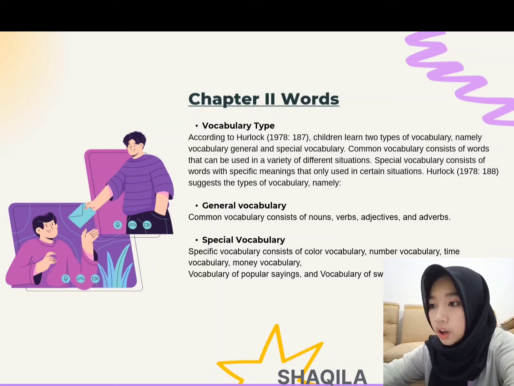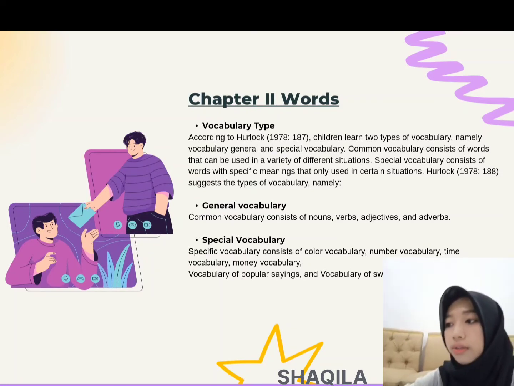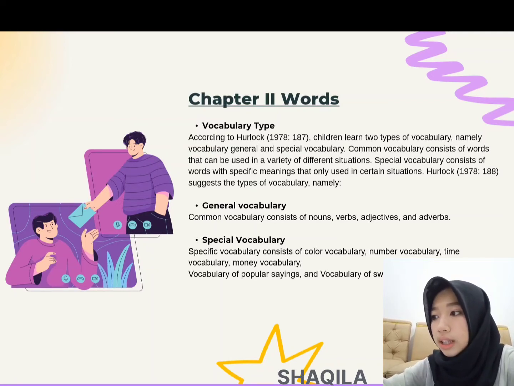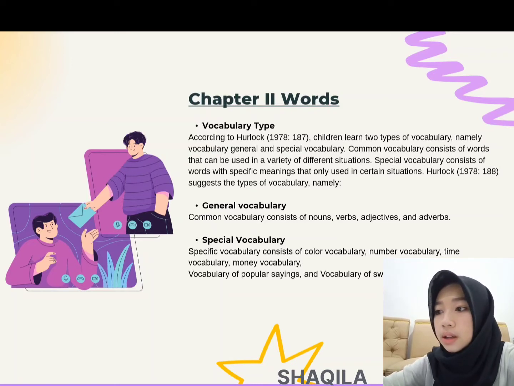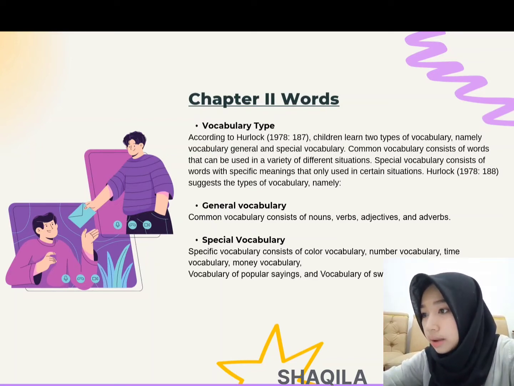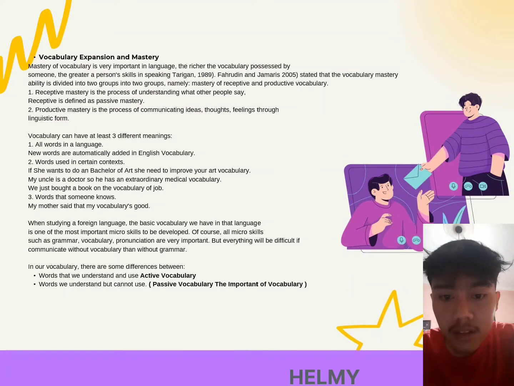Hurlock suggests two types of vocabulary. General vocabulary consists of nouns, verbs, adjectives, and adverbs. Special vocabulary consists of color vocabulary, number vocabulary, time vocabulary, money vocabulary, and vocabulary of popular sayings and expressions. Mastery of vocabulary is very important in language. The richer the vocabulary someone possesses, the greater their skill in speaking.